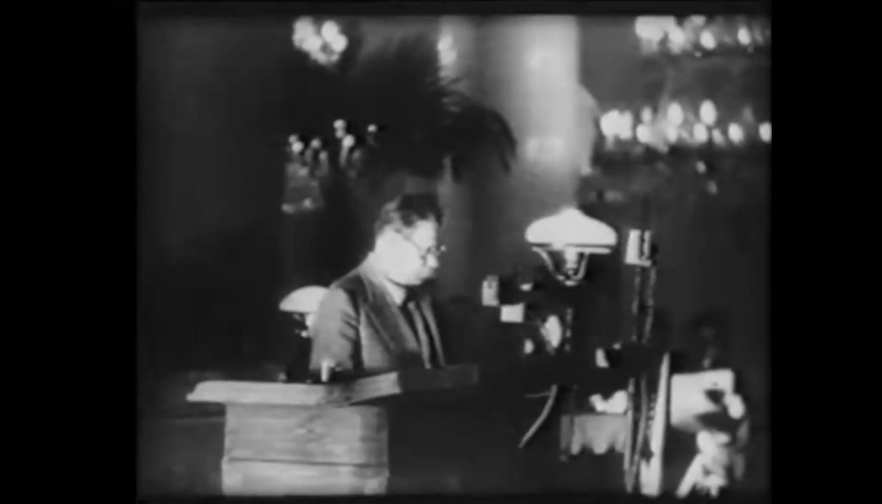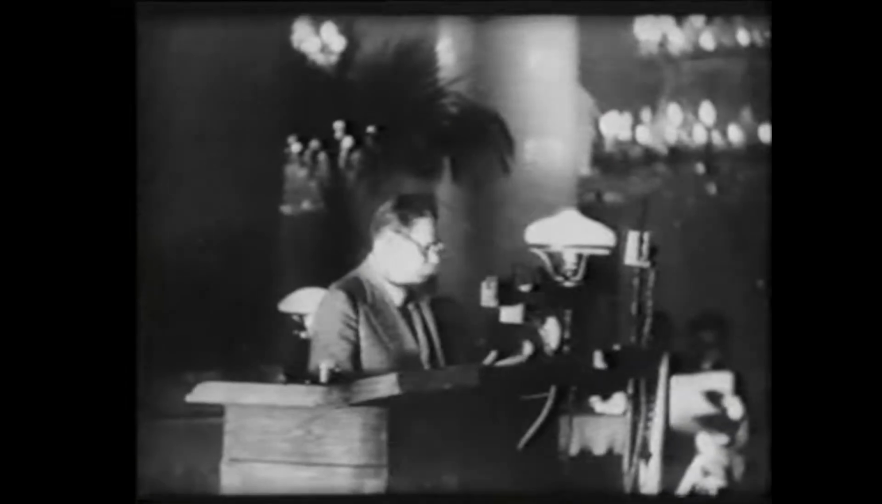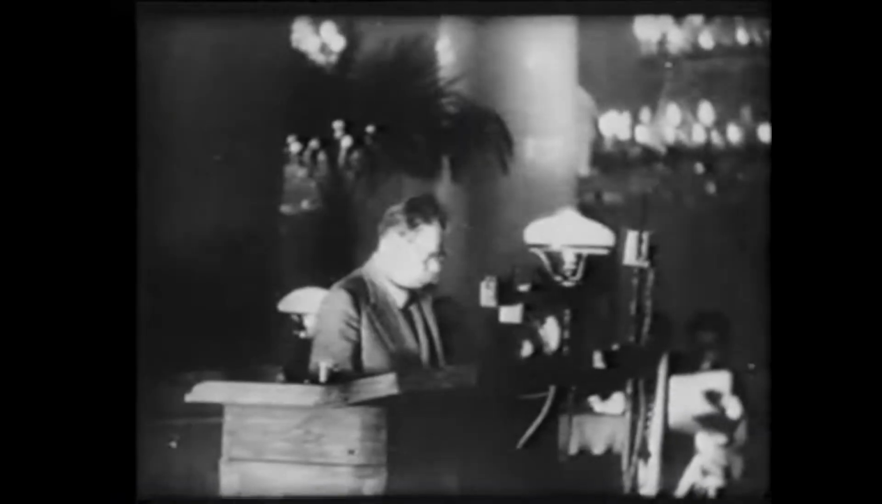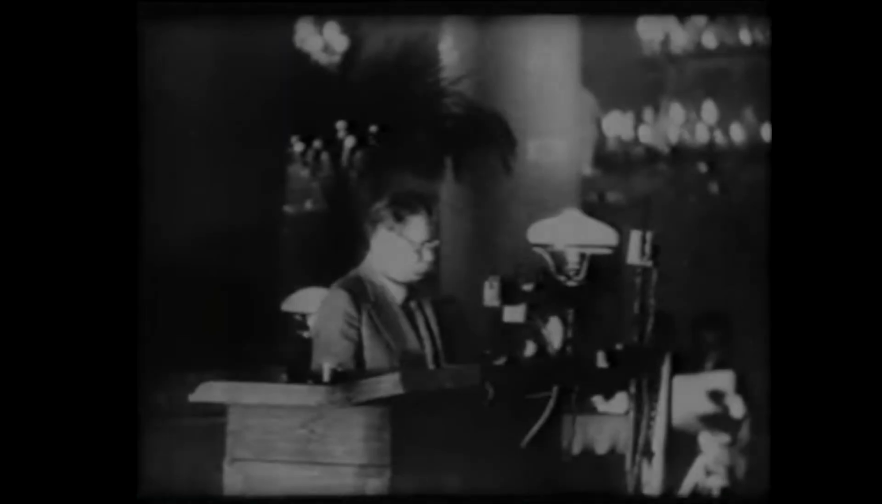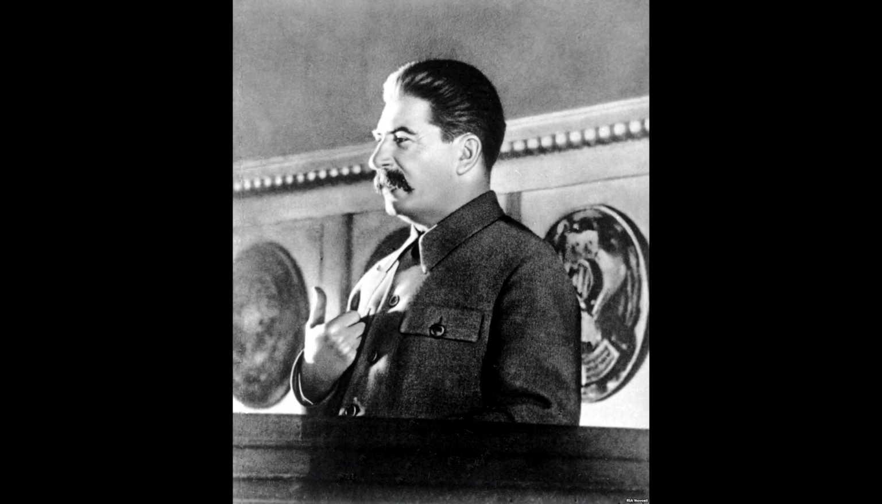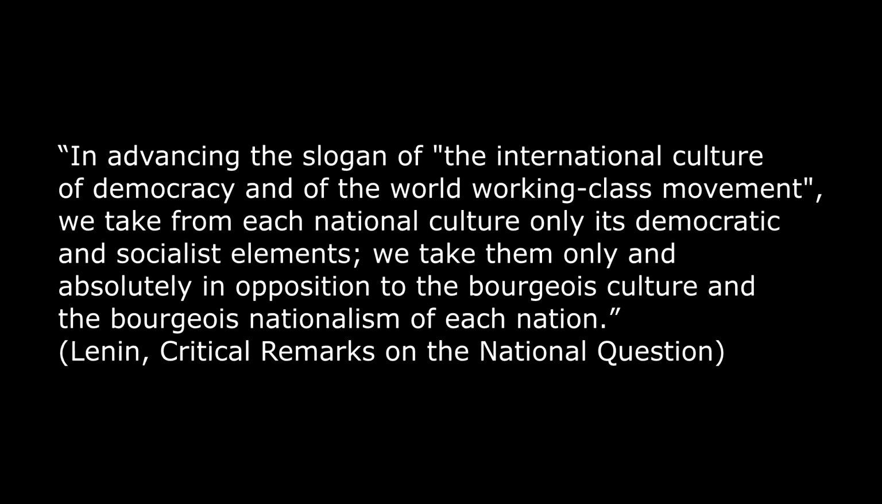The culture of the working class society, including its art, must be, quote, "socialist in content and national in form," unquote, as Stalin explained already in 1925 in his speech, The Political Tasks of the University of the Peoples of the East. This was incorporated into the definition of the Socialist Realist method. Lenin wrote, quote, "In advancing the slogan of the international culture of democracy and the world working class movement, we take from each national culture only its democratic and socialist elements."